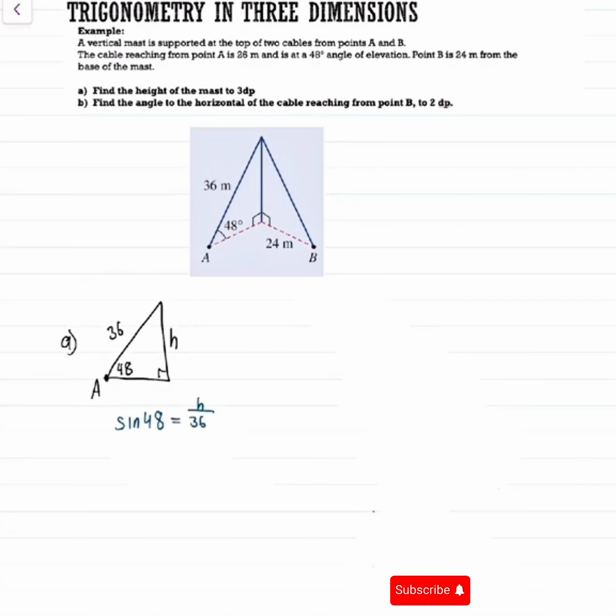So we're going to use sine theta, or sine 48 is h on 26. That means h is 26 times sine 48. And to 3 decimal places, it's going to give me 19.321 meters.